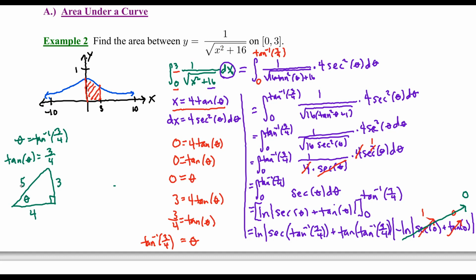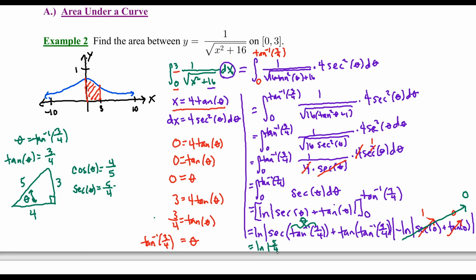So we need to find secant of this angle. Secant, of course, is 1 over cosine. Cosine is adjacent over hypotenuse. So we can see that cosine of this angle, represented by inverse tangent of 3/4, is adjacent over hypotenuse. That means secant is 5 over 4. So back to our evaluation over here, we have natural log of the absolute value of secant of inverse tangent of 3/4. We figured out that was 5/4.